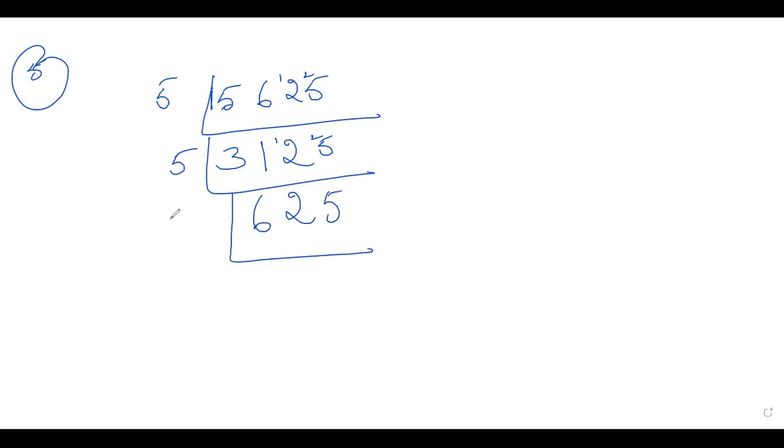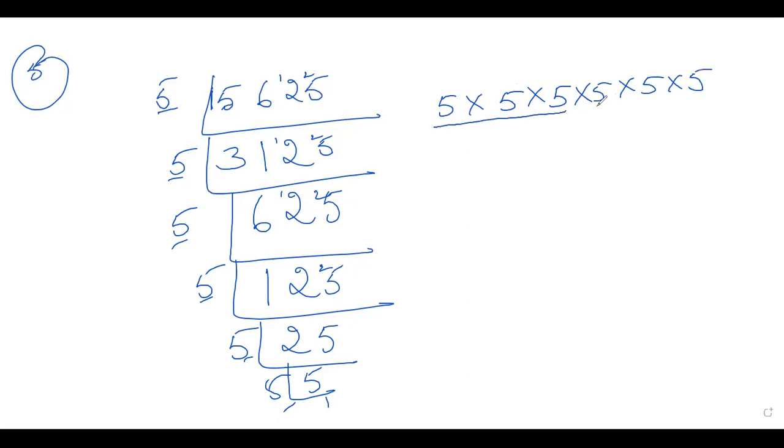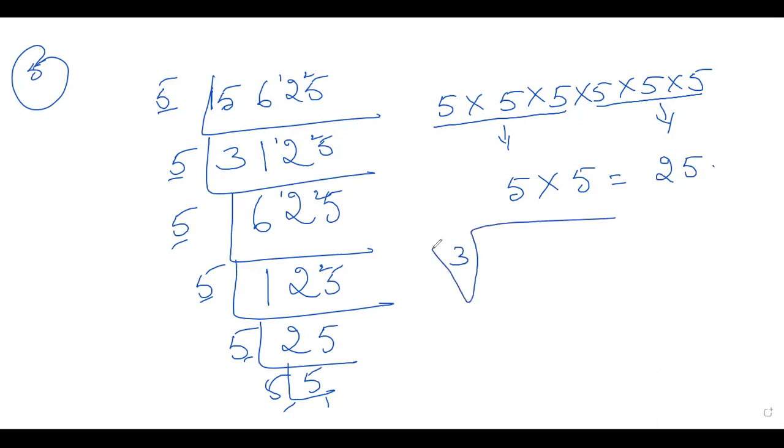5 fives are 25. Again divide by 5. 5 ones are 5. Remainder is 1. 5 twos are 10, remainder is 2. 5 fives are 25. Again by 5, 5 twos are 10, remainder is 2, now it is 25. 5 fives are 25. Again by 5, 5 fives, 5 ones. How many 5s are there? 1, 2, 3, 4, 5, 6. Write 5 six times. Group in 3s, 3 factors, 1, 2, 3, 1, 2, 3. Take 1 five from here and 1 five from there. 5 × 5 is 25.